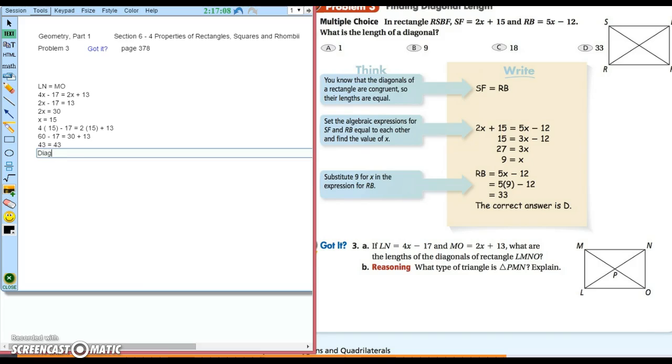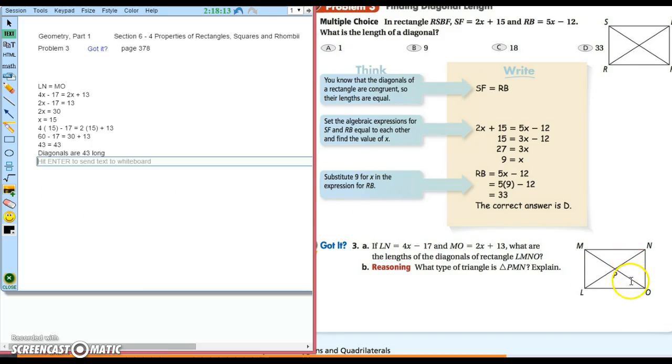Part B says, what type of triangle is PMN? That's going to use the theorem that the diagonals of a parallelogram bisect each other. So that means that PM and PN are going to be congruent, because if in a parallelogram the diagonals bisect each other, in a rectangle we just talked about the diagonals being congruent. So if they were congruent and they bisect each other, that means that all 4 of these halves are going to be the same length. So if it has 2 sides the same, that we know for sure, what kind of triangle would we call that?